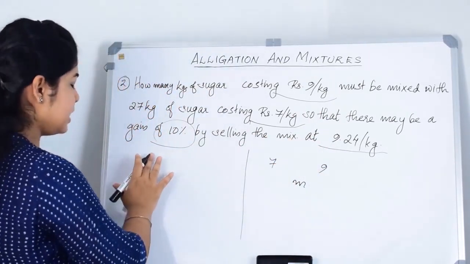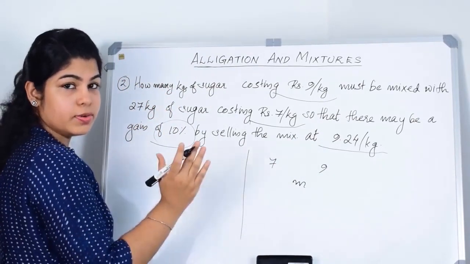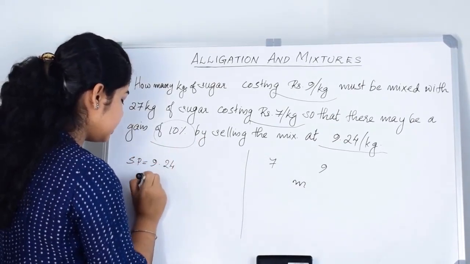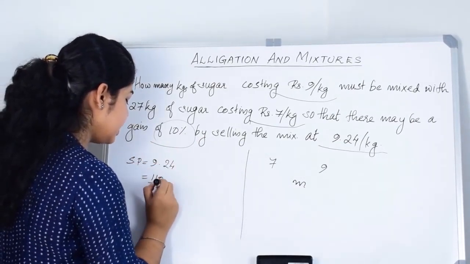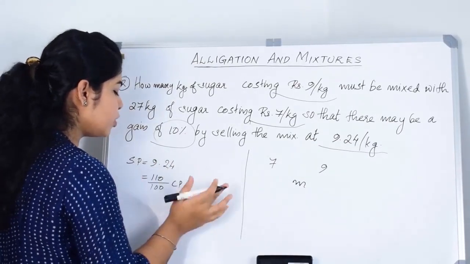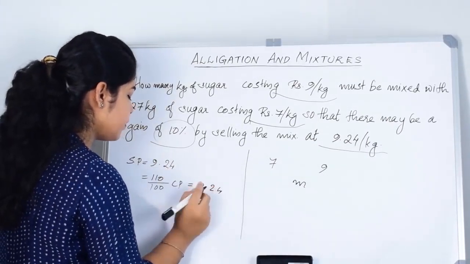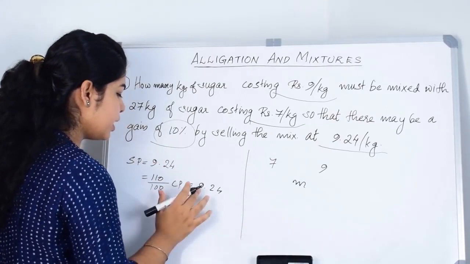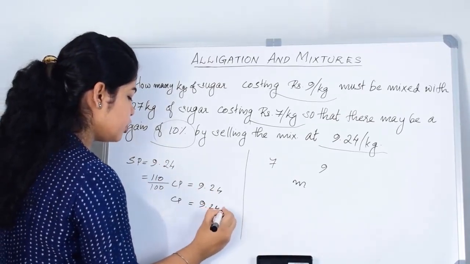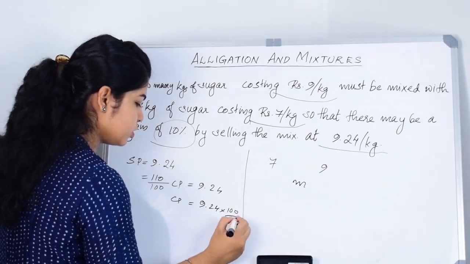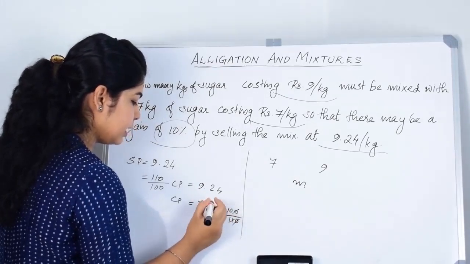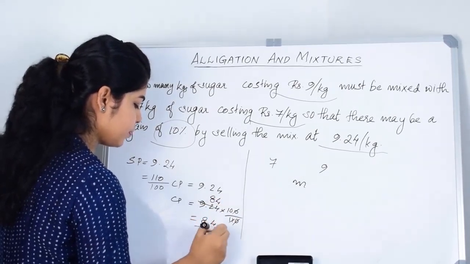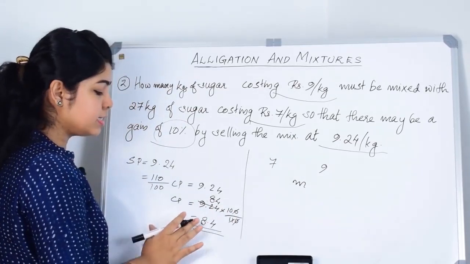Here the given value is selling price and the gain is 10%. So it is clear that selling price is equal to 9.24, that is equal to 110% of CP. So 9.24 is 110% of CP. So we can find CP from this equation. CP is equal to 9.24 into 100 by 110. So by cancelling this by 11 we will get, go 8 times then 4, 8.4. So our CP is 8.4.